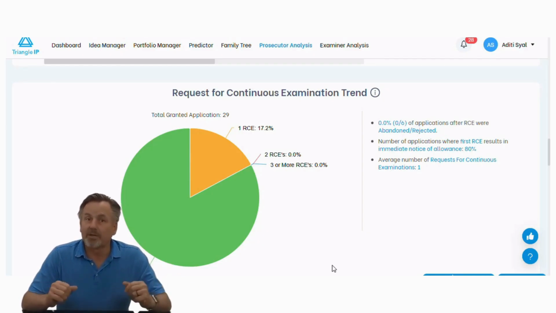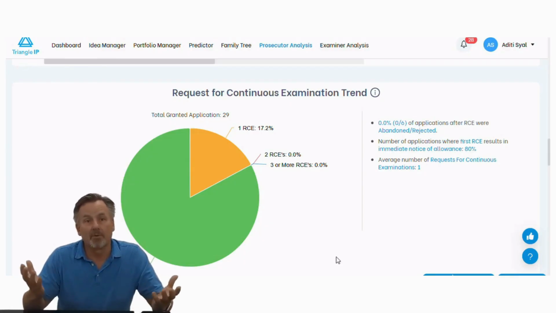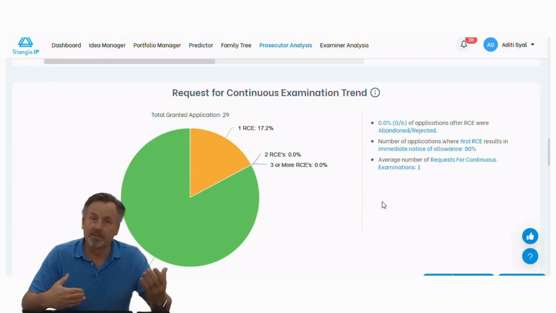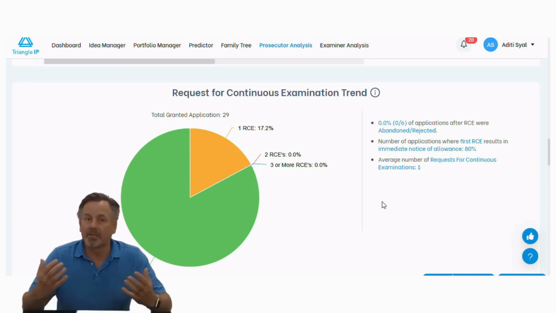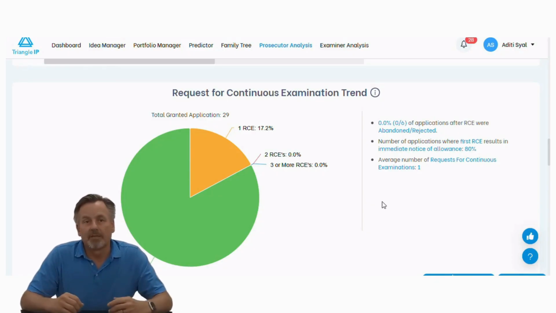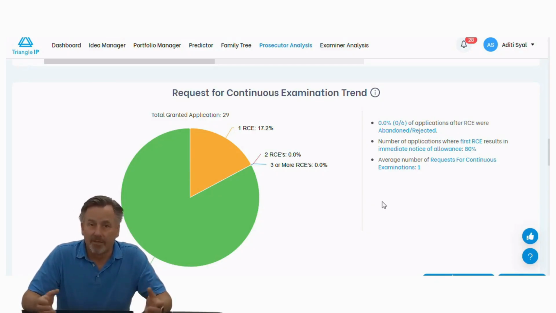But the stat to really watch is on the right side. What actually happened when an RCE was filed? Did it lead to allowance? Or did those cases get abandoned anyway? Low RCE rate plus high RCE success rate, that's efficient prosecution. High RCE rate with frequent abandonments, that's a red flag.